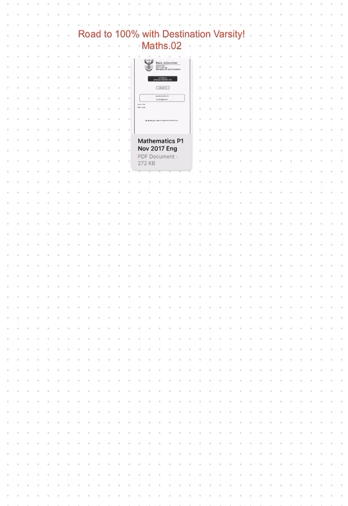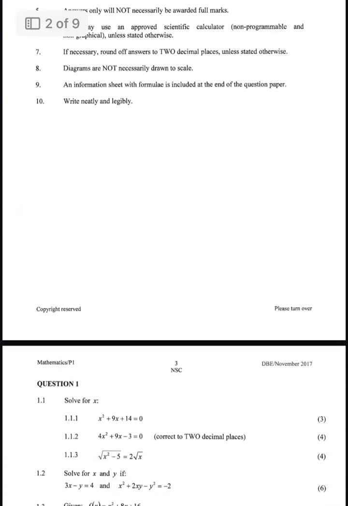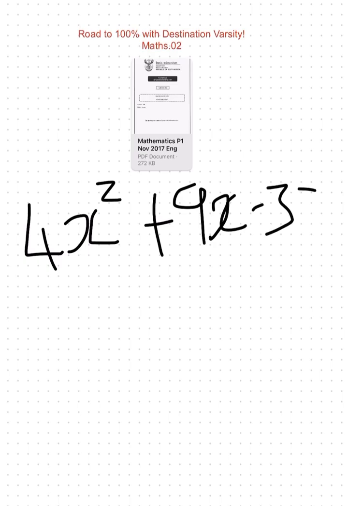Okay, let's dive in deep and solve the problem at hand, because we are problem solvers. It says 4x squared plus, let me confirm so that I don't write something incorrect, plus 9x minus 3 equals 0. Okay, cool.